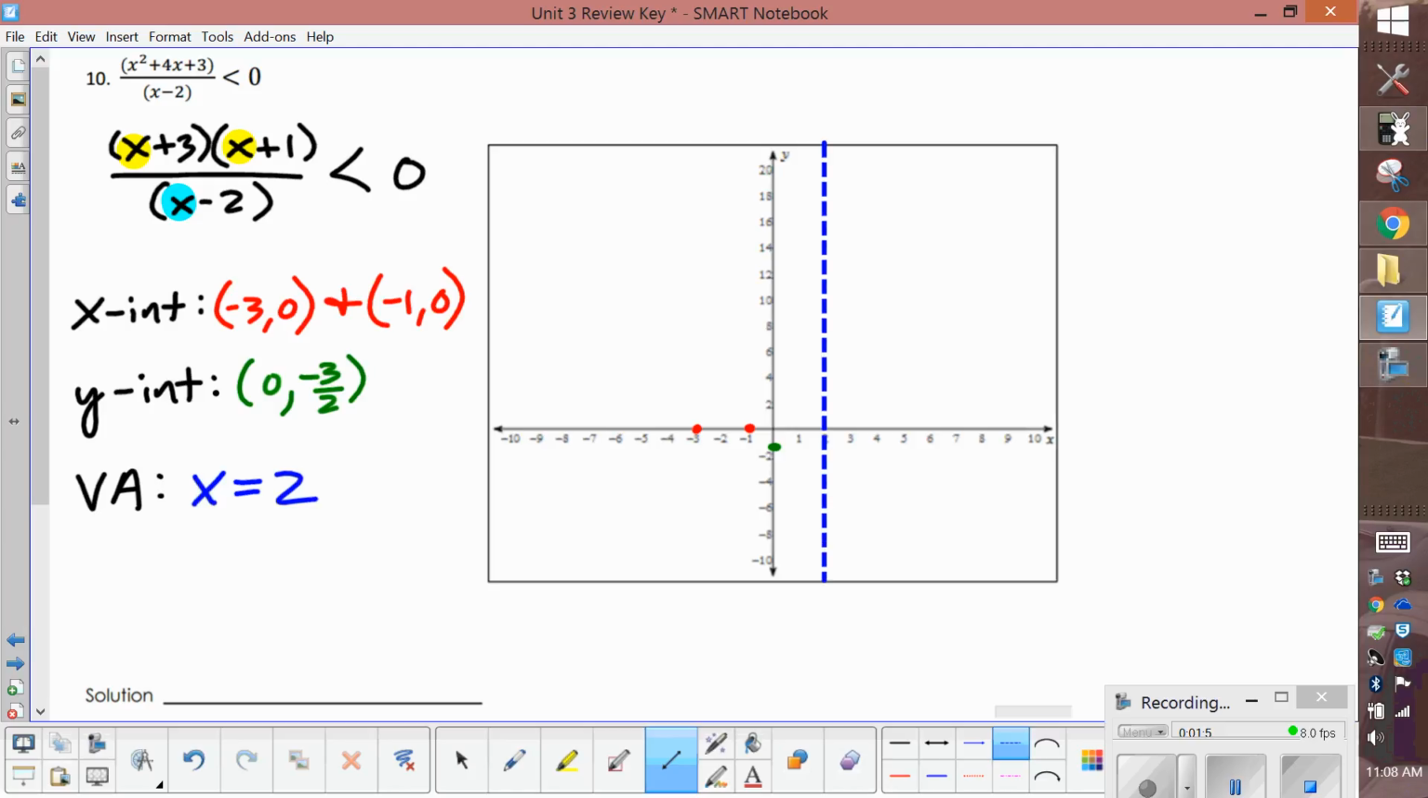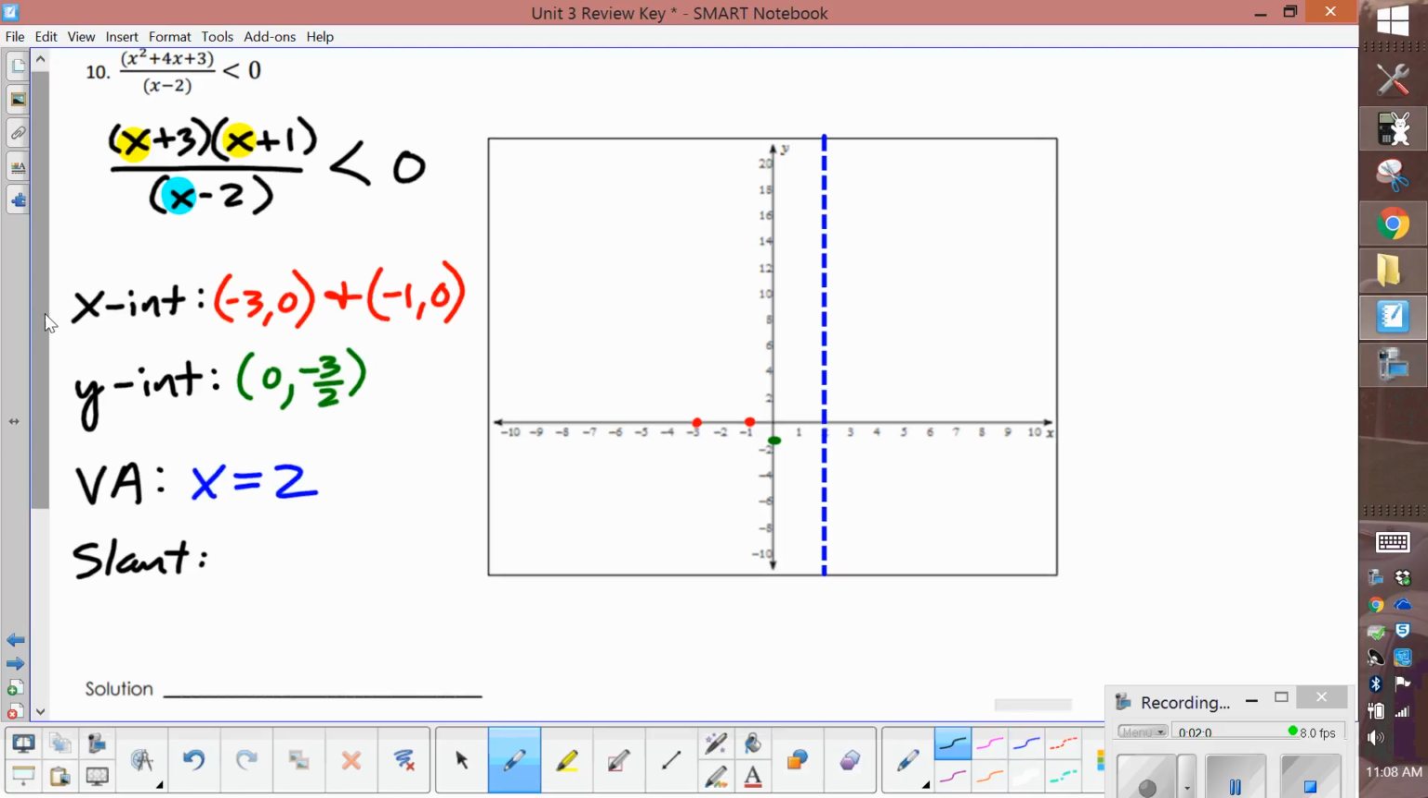in the denominator. All right, I also noticed that this is a top bigger scenario, which means I'm going to have a slant asymptote. And so I'm going to do my polynomial long division over here. Actually, I'll do it on this side of the board. So x minus 2 goes here. And then I get x squared plus 4x plus 3.